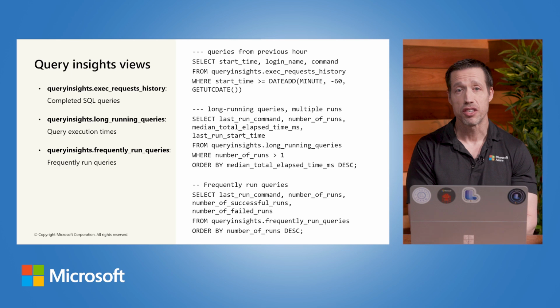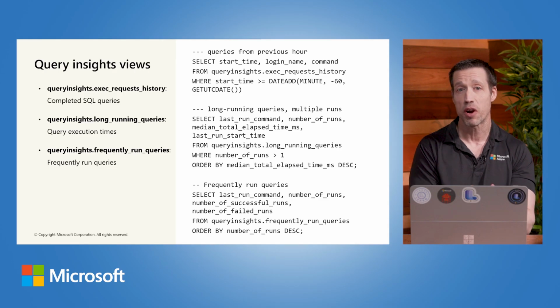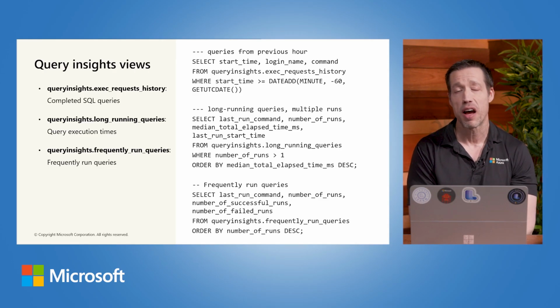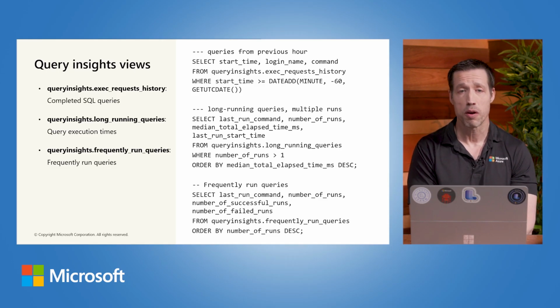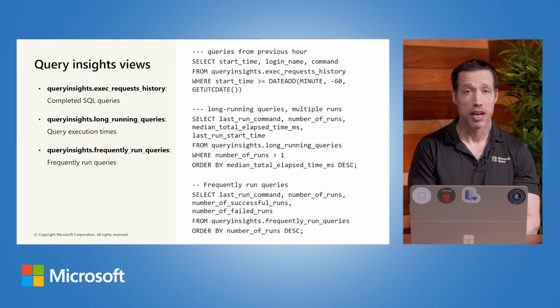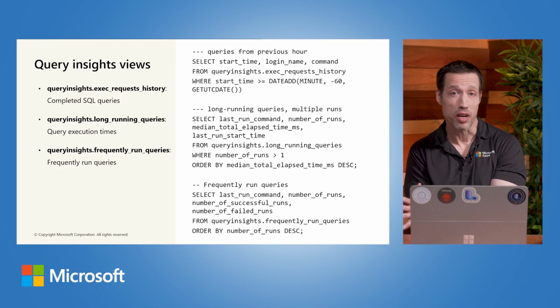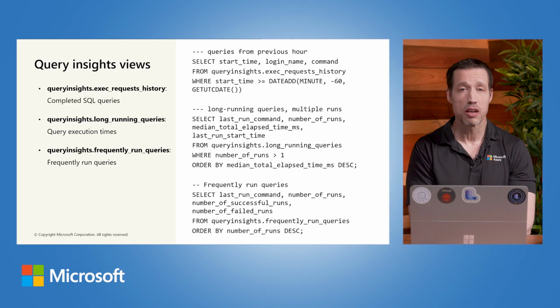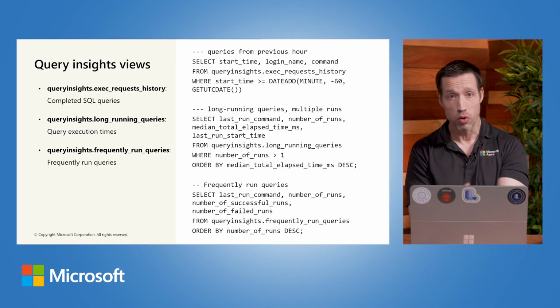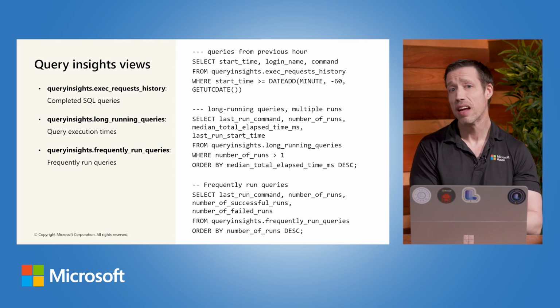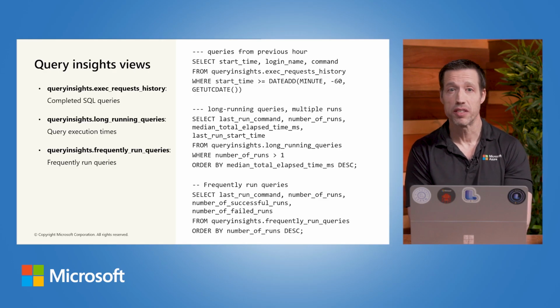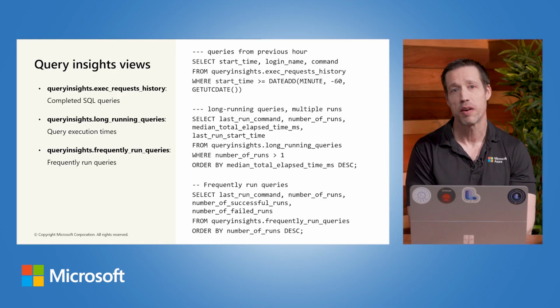Microsoft Fabric data warehouses include a Query Insights feature that provides historical, aggregated information about the queries that have been run, enabling you to identify frequently used or long-running queries, and helps you analyze and tune query performance. Query Insights are provided through the following views. You've got the Query Insights exec request history, which provides details of completed SQL queries. The Query Insights long-running queries view provides details of query execution time. And the Query Insights frequently run queries view provides details of frequently run queries.